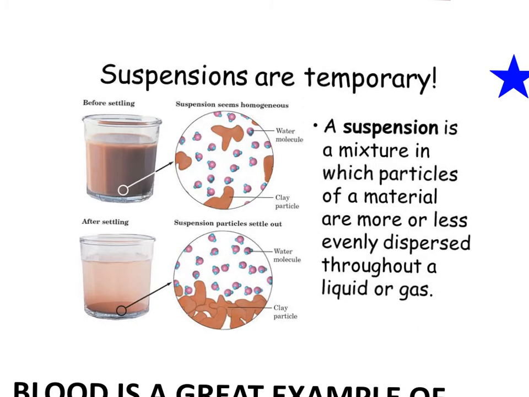So right here, before I settle, I mix some clay and some water together. So it kind of looks like chocolate milk. Now, if I let my clay and my water settle out, that is when I would see my clay settle to the bottom, my water on the top. So this would be an excellent example of what a suspension is. Even if I stir it and I stir, when I let it sit, it will create those separate layers.